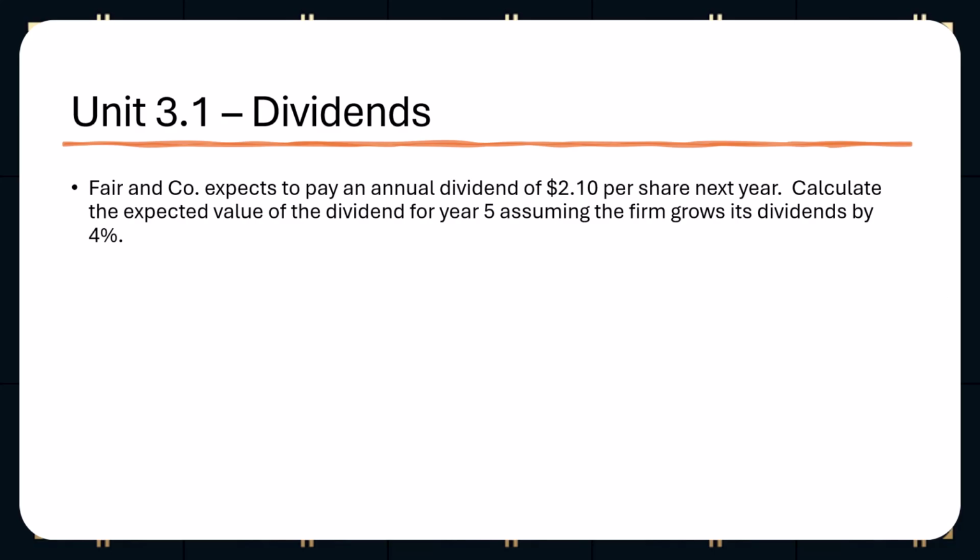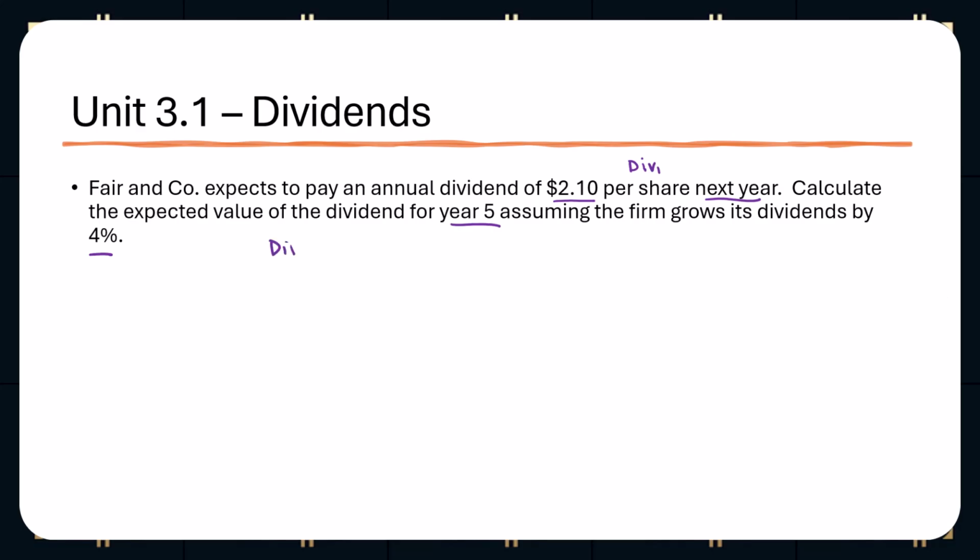Fair & Co. expects to pay an annual dividend of $2.10 per share next year. That tells me that this is Div 1. It's the dividend to be received exactly 1 year from today. Calculate the expected value of the dividend for year 5, assuming that the firm grows its dividend by a constant rate of 4%.